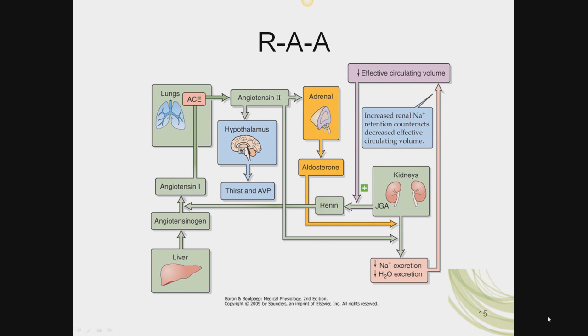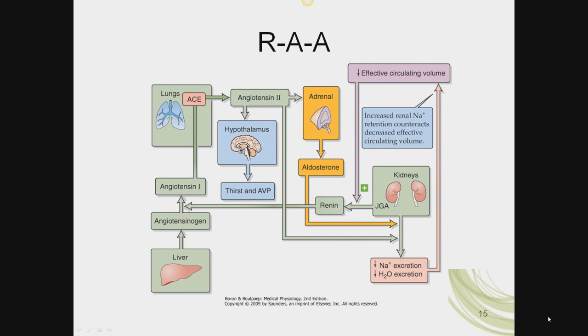Angiotensin 2 has many targets. Systemically, not shown in this picture, it will target all blood vessels of the body and cause vasoconstriction, thus restoring blood pressure and increasing the filtration process. It will also stimulate the hypothalamus to release ADH, shown here as AVP, for arginine vasopressin. That's the same thing as ADH.